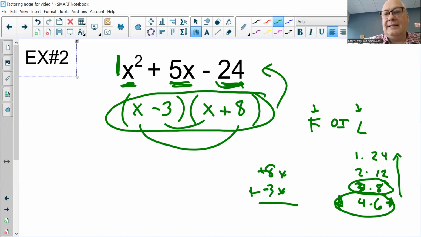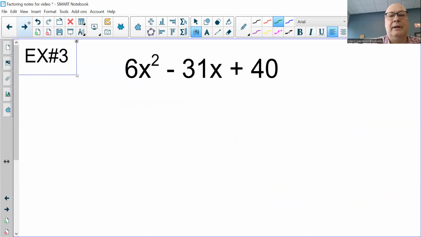And now the last one, the number 3, becomes the complicated one. I first of all should start with that greatest common factor. So I look here, we got a 6, 31, and 40. Well, 6 is the smallest, so I'll just kind of think about 6. 6 is a factor of 6, but it's not a factor of 31. 2 is a factor of 6, but it's not a factor of 31. 3 is a factor of 6, and if you weren't sure, you do 31 divided by 3, but that doesn't work either. There is no GCF here.